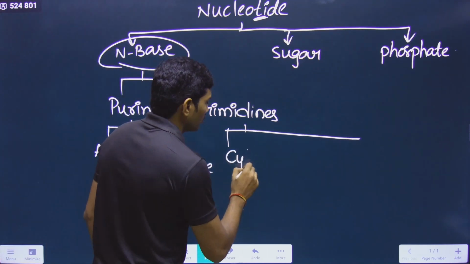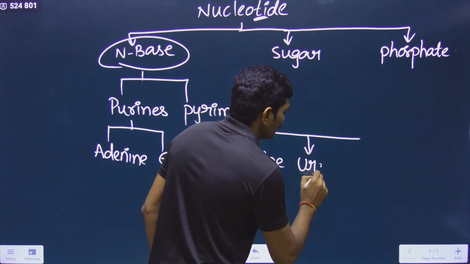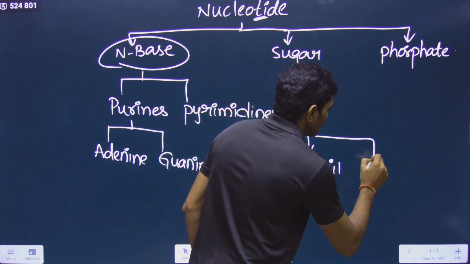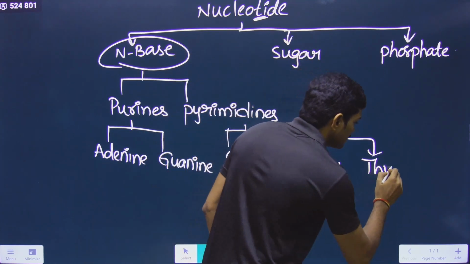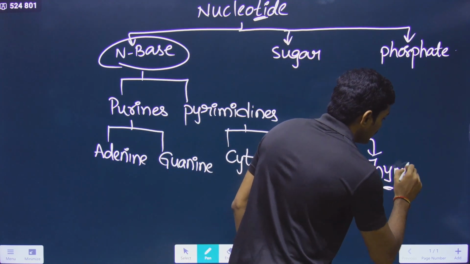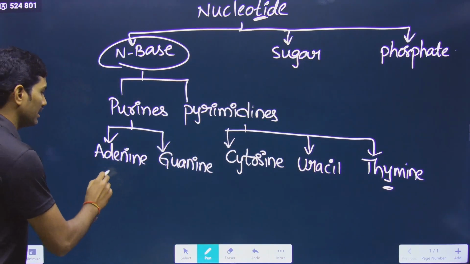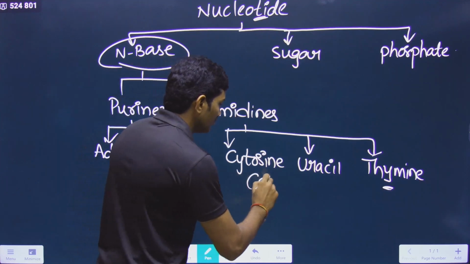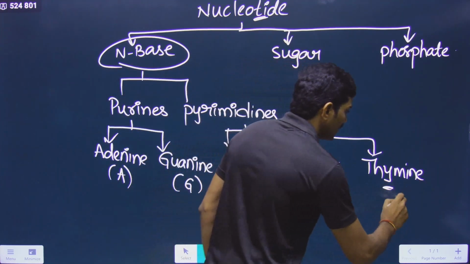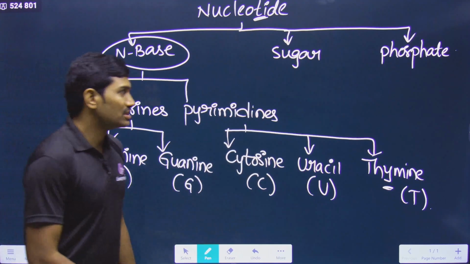So what are those? Cytosine, uracil, and the last one, what the spelling? I told you to remember the spelling also. What the spelling? It is THYMINE. Okay. So in this way, totally adenine is indicated with A, guanine is indicated with G, cytosine with C, uracil with U, and thymine with T. Yes or no? This is about the nitrogenous bases.